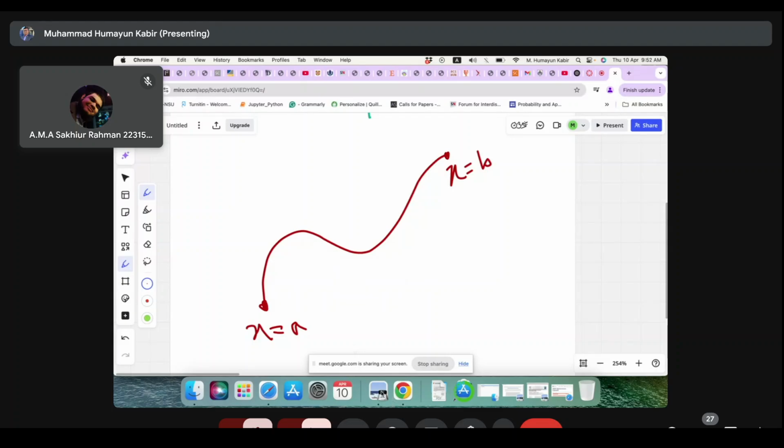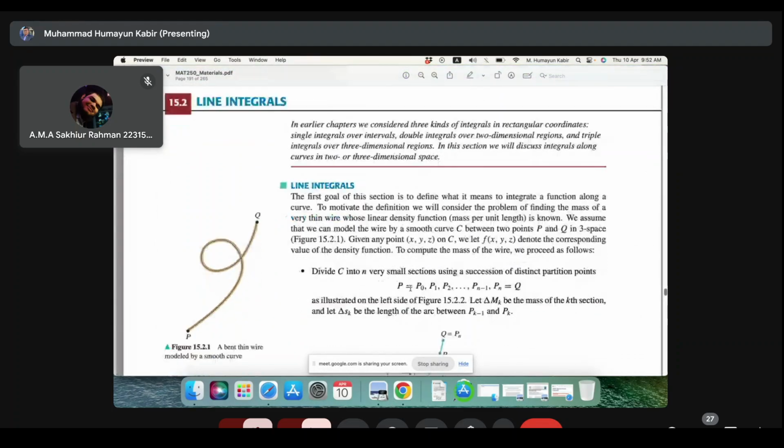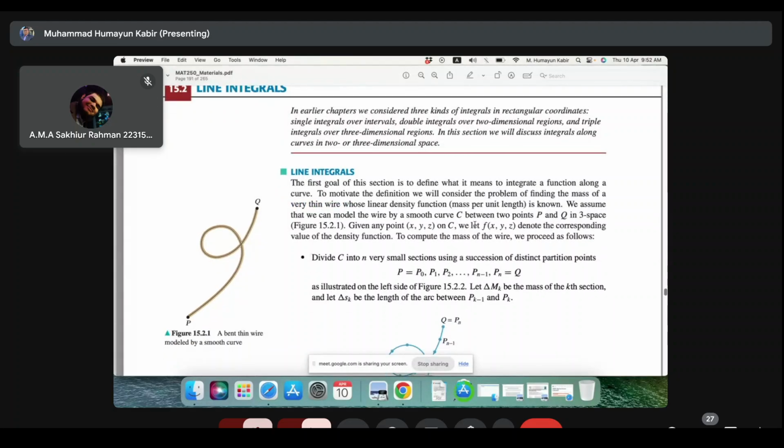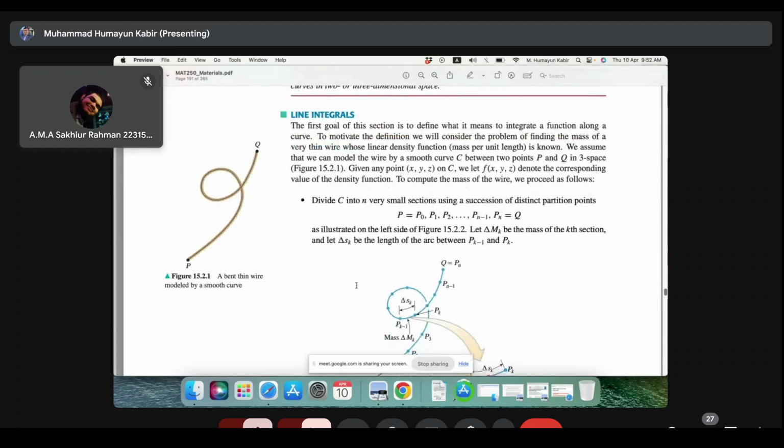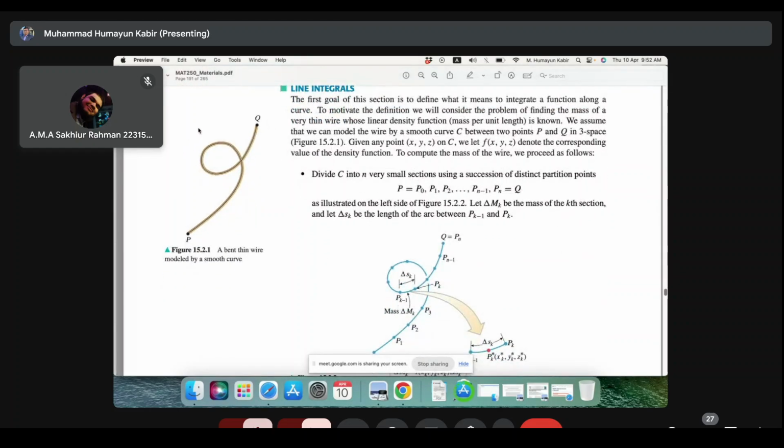Okay, so now let me define. Look at here, line integrals. The discussion that I have already mentioned here, everything is written. Suppose you have a curve like this, where you should define or you need to define an integral. In that case, the traditional or typical integral does not work. And line integral has vast applications in science and engineering. I will show it later.